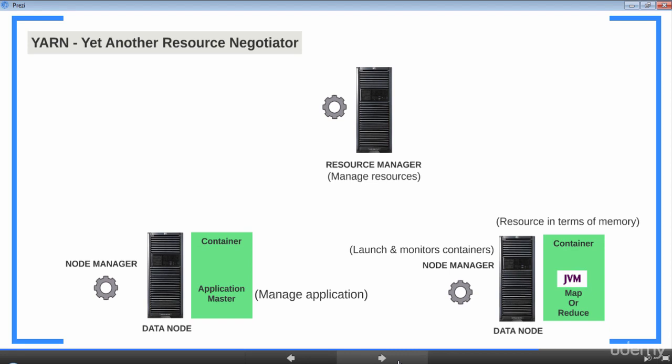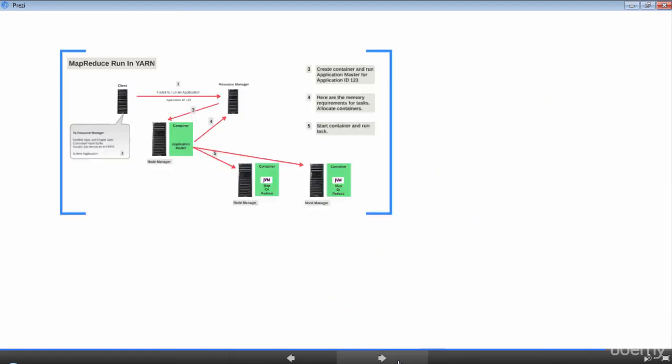As a client, when you request a MapReduce execution, the resource manager receives the request and creates a container in one of the node managers and launches an application master process in the container. The resource manager then hands off the MapReduce coordination for that specific job to the application master. So if you have 10 MapReduce jobs running in your cluster at a given time, you will have 10 application masters running in your cluster.